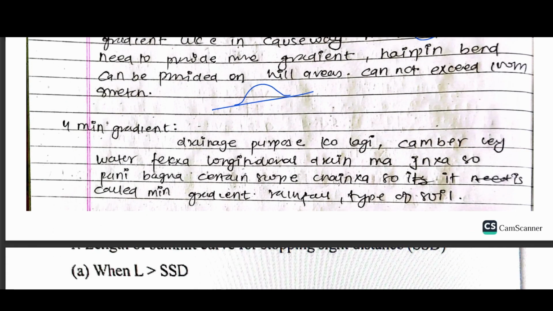And what is minimum gradient? In a road, the road should not always be only a straight plane, because at the side of the road there is a side drain as well. The side drain should be used to flow the water towards the downstream. But if the road is almost straight, almost plain, then the water in the side drain will not flow towards the downstream. The water will remain there, and it will cause many impacts.